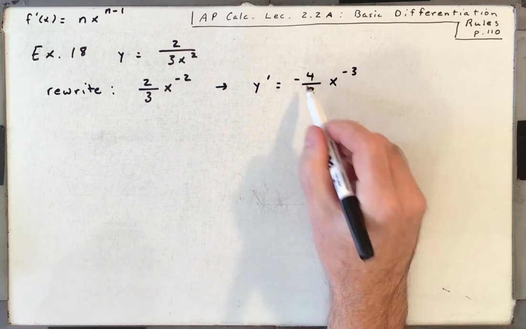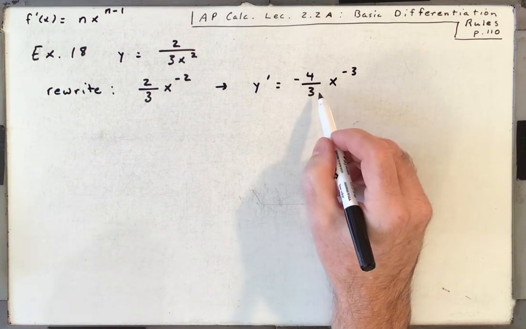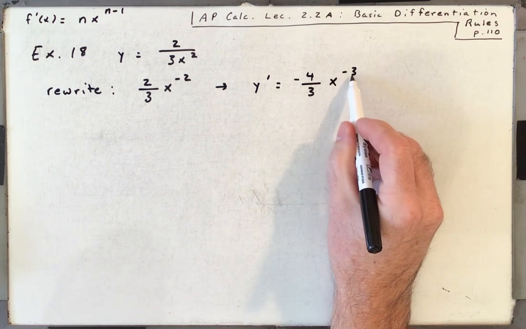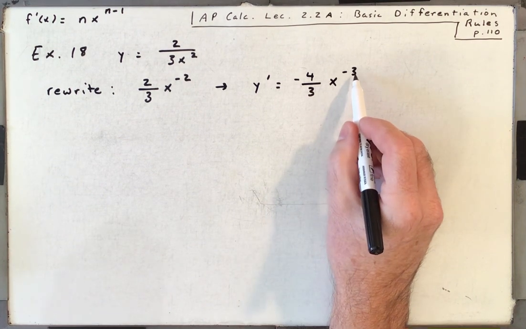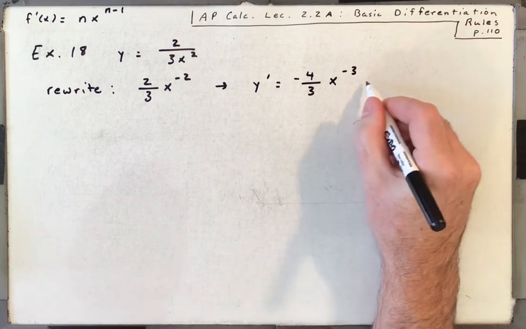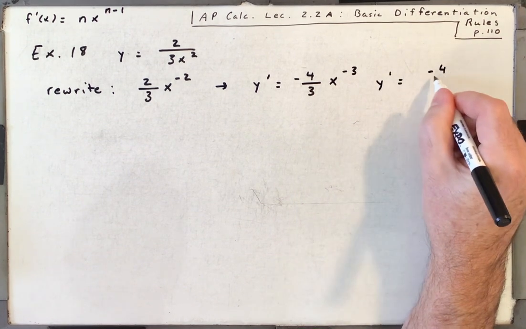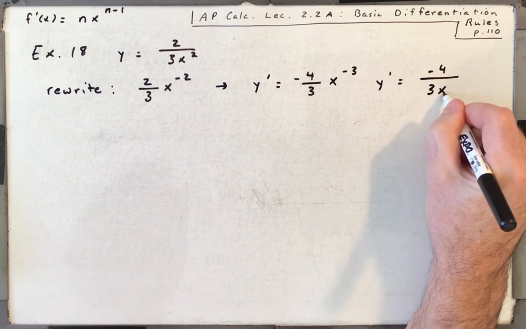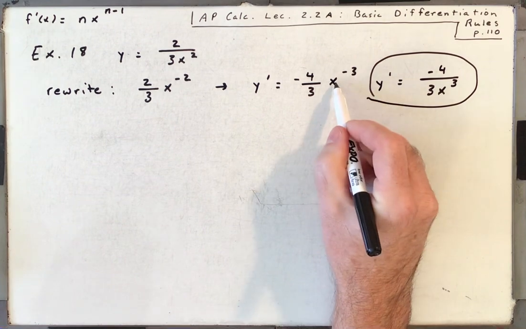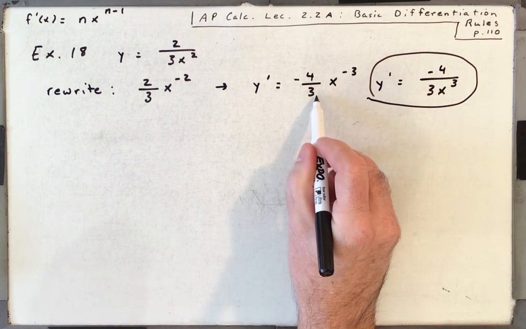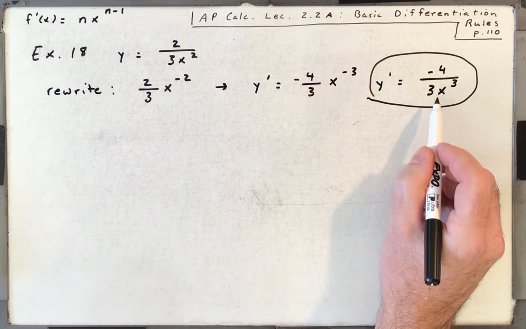Now this is the correct answer, but most mathematicians, most math teachers, including me, make you make the exponent positive. You might remember I made you do that in pre-cal and in algebra 2 as well. So that's going to be y prime is equal to negative 4 over 3x cubed. So we're just going to bring the x to the negative 3 downstairs and make the exponent positive, and that's the way that you need to express the answer.